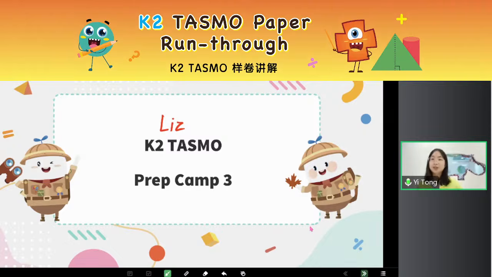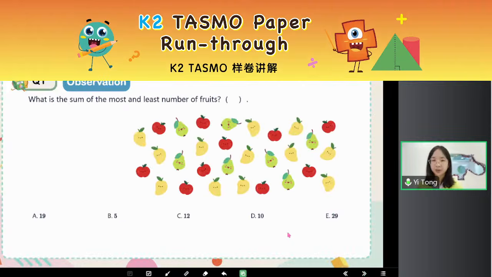Okay, for our first question, this is an observation one. I'm going to go through it very quickly because I'm sure you're very ready. Everyone, make sure you have a pencil and we can write on a paper as we go. What does this question ask about? This asks about the sum of the most and least number of fruits. So we need to find out, but we don't know which fruit has the most or least number yet. Let's do it one by one.